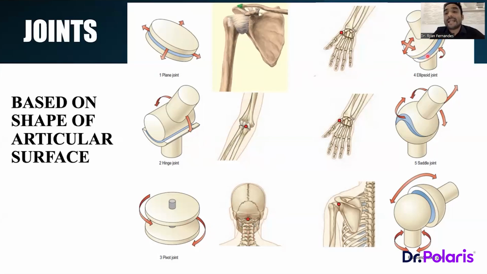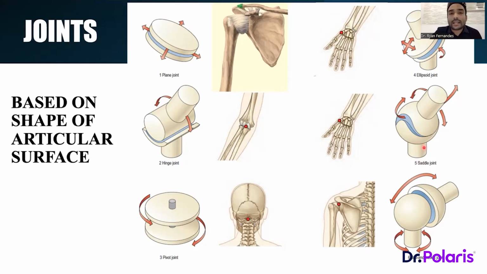Then comes the ellipsoid joint. Forget about this red mark that is shown here. That is actually for the next one. The typical example of an ellipsoid joint is the wrist joint. So here movement takes place in two planes. I told you in pivot joint and in ellipsoid joint, movement occurs in two planes perpendicular to each other. So upwards and downwards and sideways. That is the movement seen in an ellipsoid joint. Then comes the saddle joint.